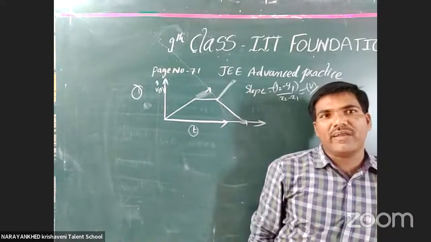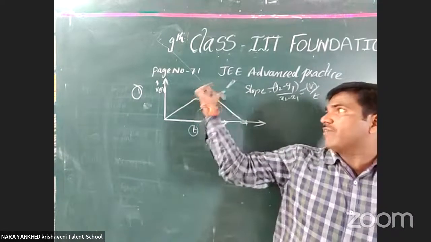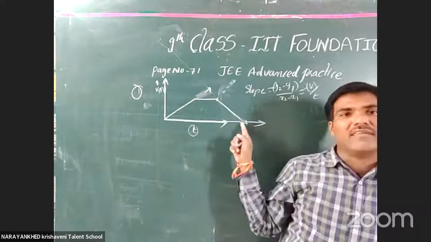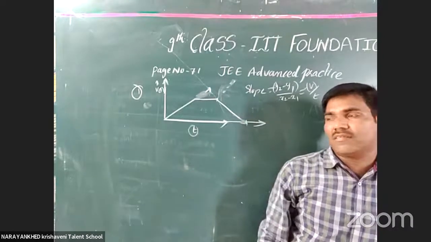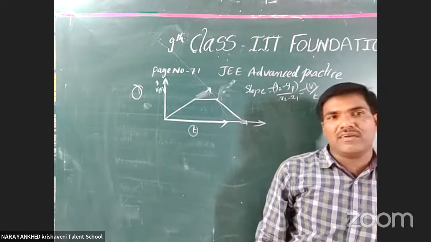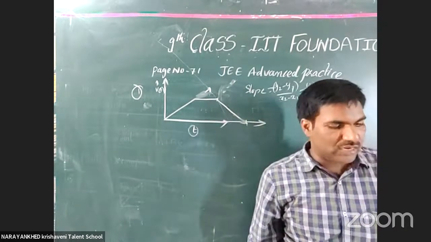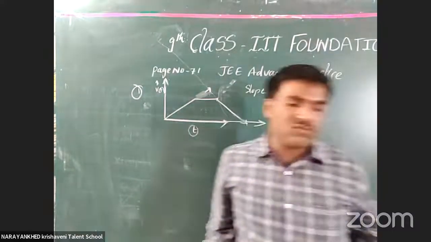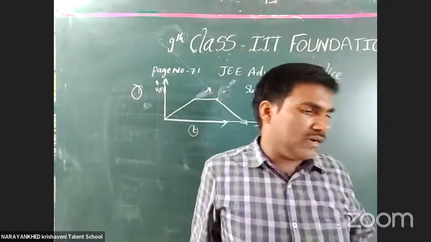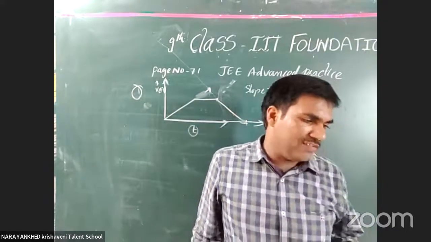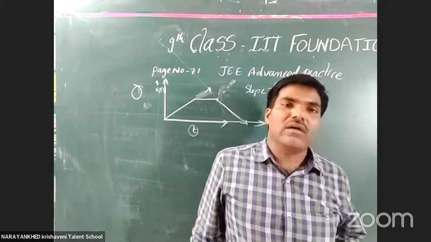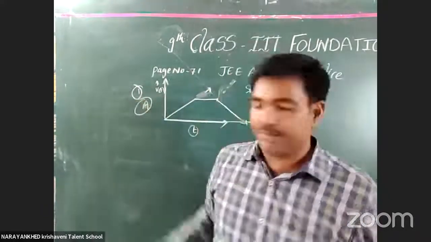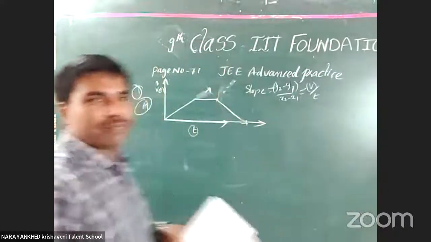Clear or not? In this particular way, the graph shows acceleration, and then next the deceleration. Got it? That is why the reason is correct, the assertion is also correct, and the reason is the correct explanation of the assertion. So the answer is A. Understood or not? The answer is A here. Next, the second one.